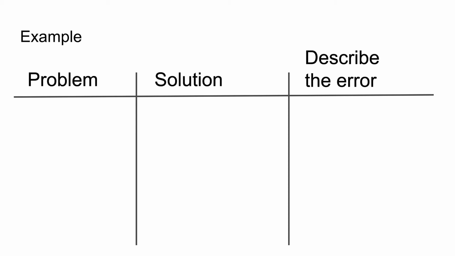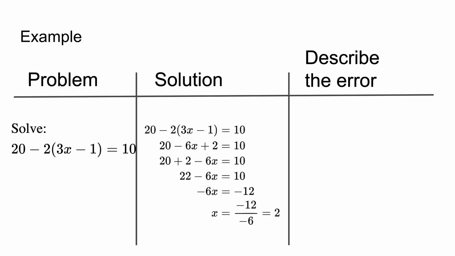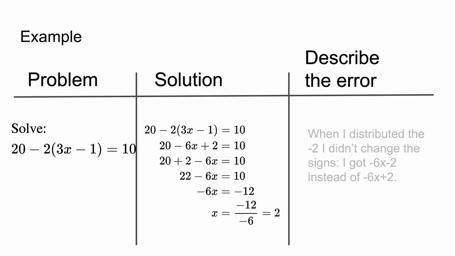Here's an example. The problem on the test was solve this equation. The solution, showing work, might look something like this. And then the description of the error that you made might be, when I distributed the -2, I didn't change the signs. I got -6x minus 2 instead of -6x plus 2.